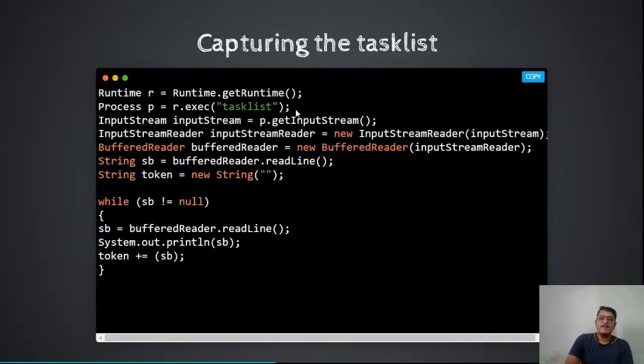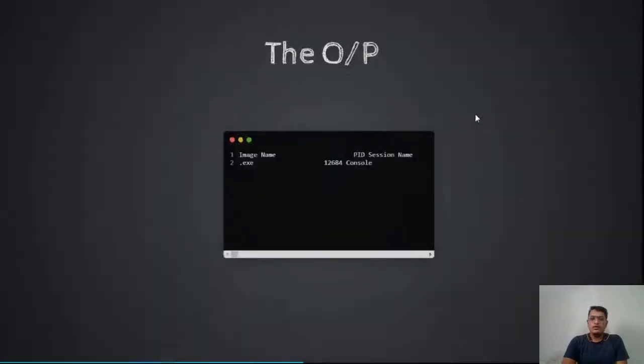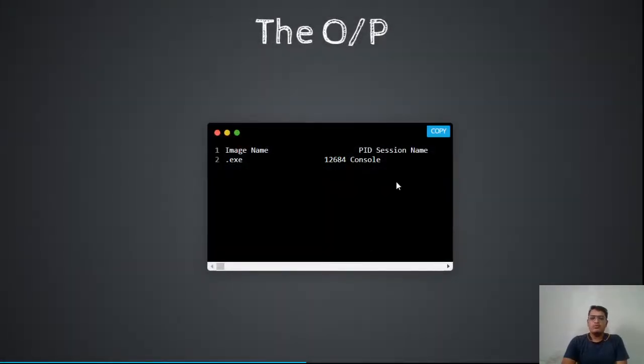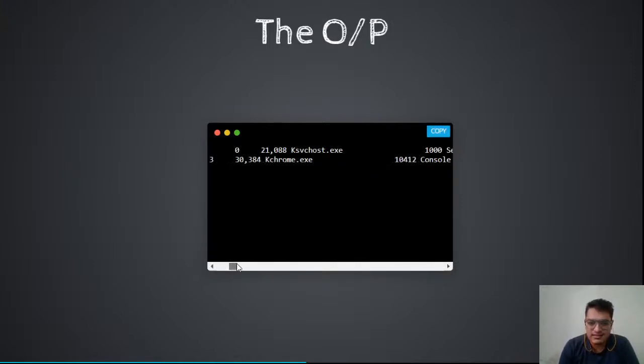What we have done here is captured the task list which we saw in our command prompt, and then again we have converted the process p object into a simple string named token. Okay, so the output for the code would look something like this. So this is a single string.